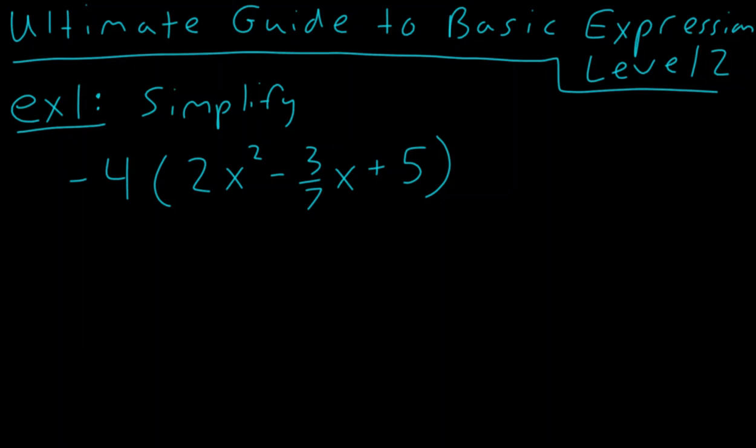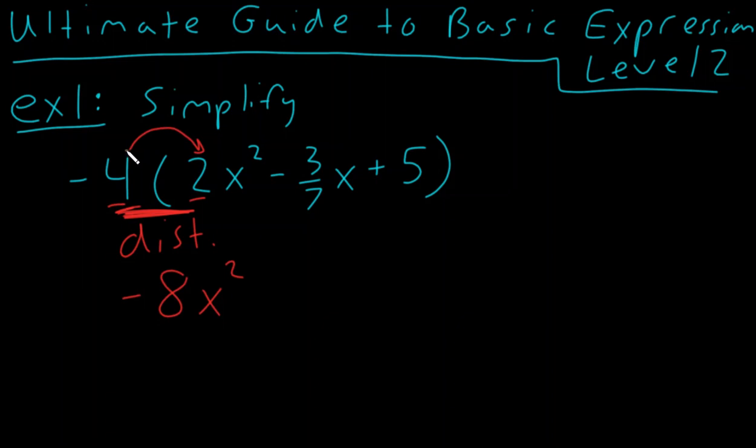Now for our very first example, we want to simplify negative 4 times 2x squared minus 3/7 x plus 5. Remember, whenever we have this leading term outside of the parentheses, we're going to distribute. And so we say, okay, what's negative 4 times 2x squared? Negative 4 times 2 will give me negative 8, and this x squared remains unchanged.